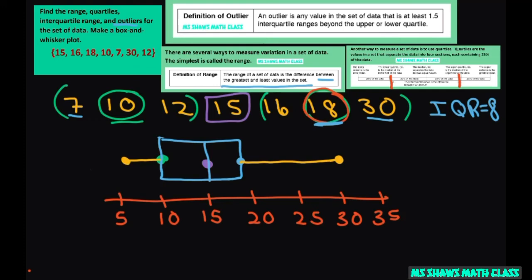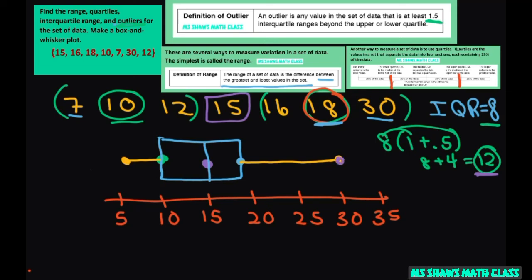All right, and so the outliers. Now for the outliers, you take your interquartile range, which is 8, and multiply it by 1.5. So 1.5 is the same as 1 plus 0.5. So that's going to be 8 plus 4 if you distribute, and you get 12. So any outliers will be beyond 12.